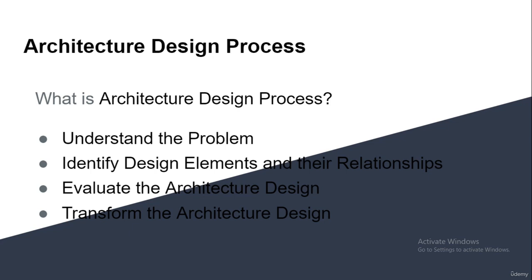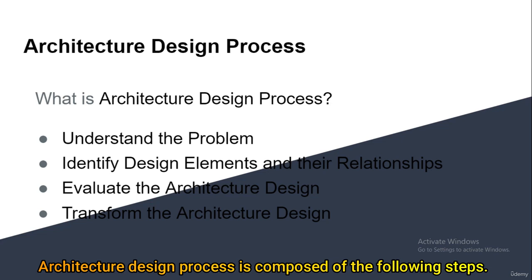The software architect in turn provides requirements to the system architect who configures the hardware architecture. The result or output of the architecture design process is an architectural description. The basic architecture design process is composed of the following steps.